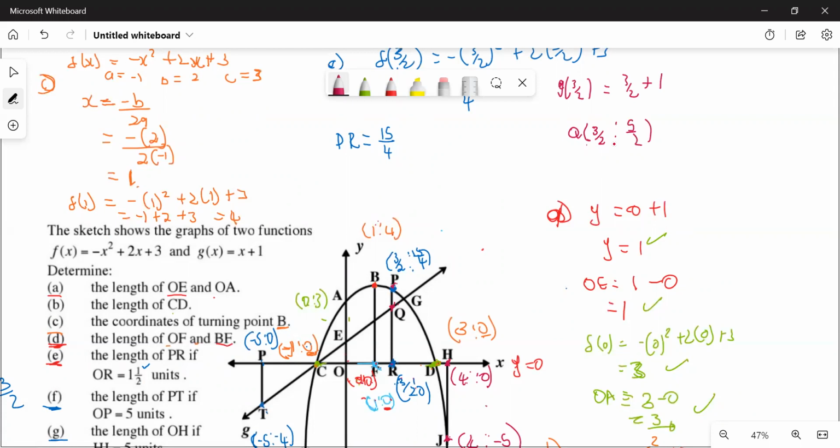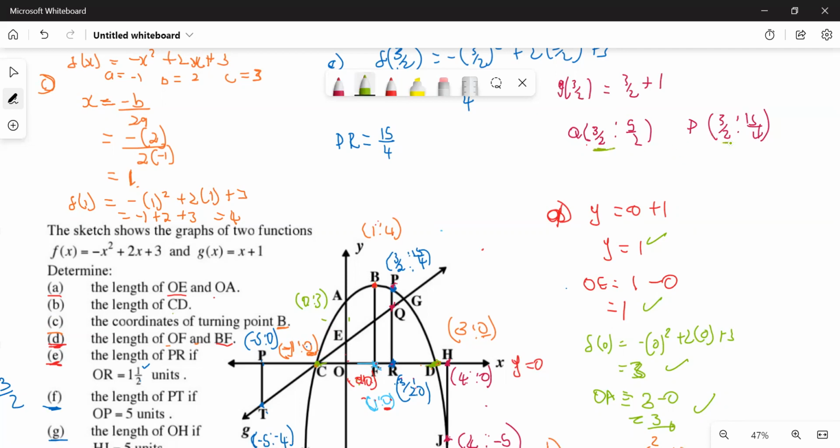So the coordinates of Q are 3 all over 2 and 5 all over 2. Now, what else do we have? We have the coordinates of P. The coordinates of P are 3 all over 2 and 15 all over 4. Now, you shouldn't worry about 3 all over 2. These two, I'm not going to worry about them because they are the same. But I'm going to worry about P and Q.